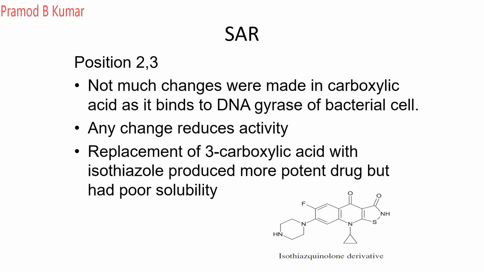Replacement of carboxylic acid with an isothiazole ring: if you replace your carboxylic acid with an isothiazole ring, it produces a more potent drug but with poor solubility. So your carboxylic acid is necessary for increasing the solubility as well as its activity. If you try to modify it with any other group, the activity is lost or the solubility is lost. So the third position should contain the carboxylic acid group, and there should be a double bond between the second and the third position for the activity.